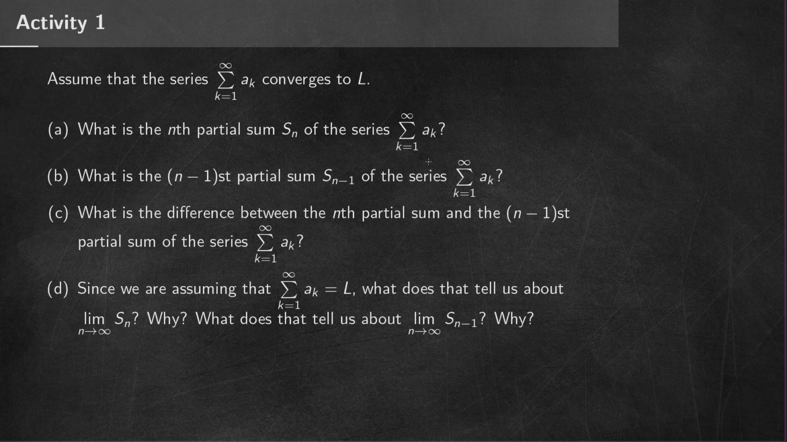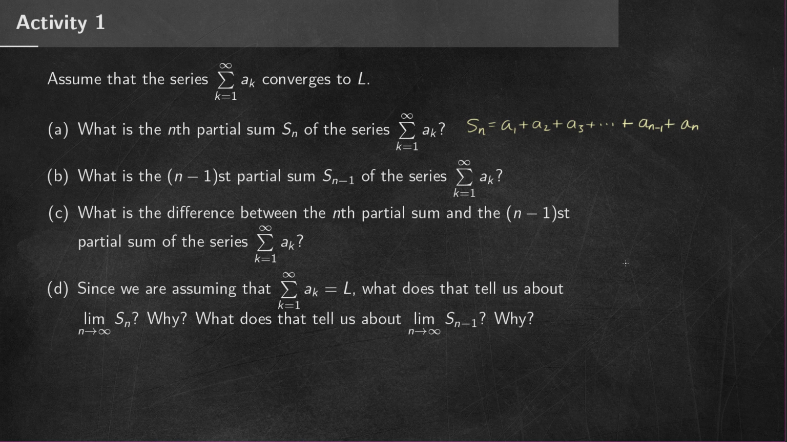So the nth partial sum is the sum of the first n terms. So that looks like the first term plus the second term plus the third term plus ... all the way up to the nth term plus a sub n. And the term that comes right before the nth term has a subscript of n minus 1. So a1 plus a2 plus a3 plus ... plus a sub n minus 1 plus a sub n.